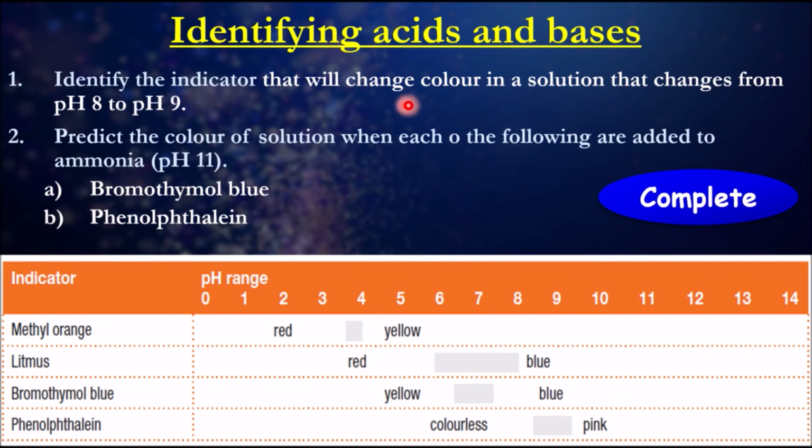Identify the indicator that will change color in a solution that changes from a pH of 8 to a pH of 9. In this case here, you can see phenolphthalein would be the ideal one because it goes from colorless at a pH of 8 to a pH of 9 and it becomes pink. So we're going to say we're using phenolphthalein.